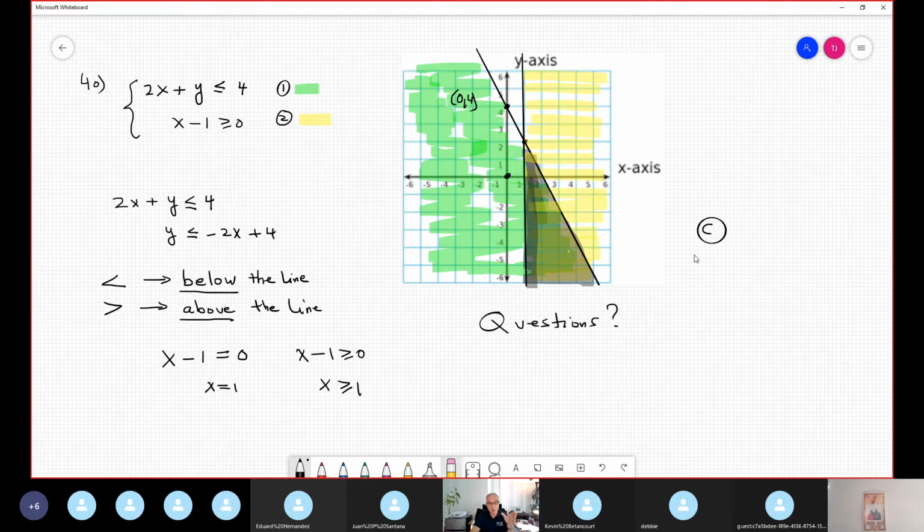You take one by one the inequality. You convert to equation temporarily. This equation allows us to create a line. This line splits the plane into semi-planes. And what semi-plane do you select? Well, see the symbol: if it is less than, you take the semi-plane below the line. If it is greater than, above the line. And you highlight or shade, using the color that you prefer.